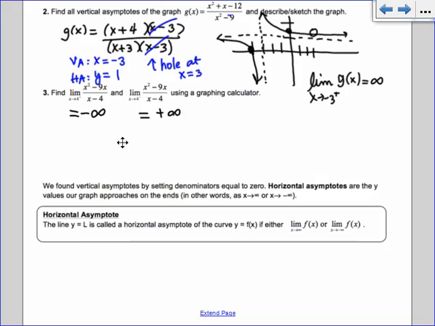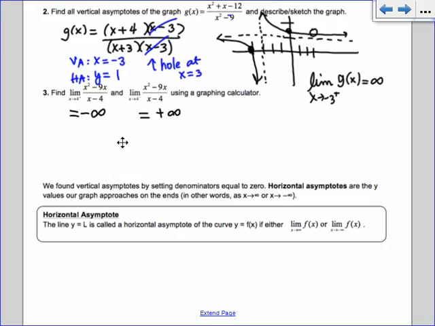All right. So you could also do that with like a table of values. You could take values that are getting closer to 4 from the right. So you could plug in like 4.5, 4.1, 4.01, right? And see what you would get towards, and your y values would get larger and larger. All right, so those are vertical asymptotes.